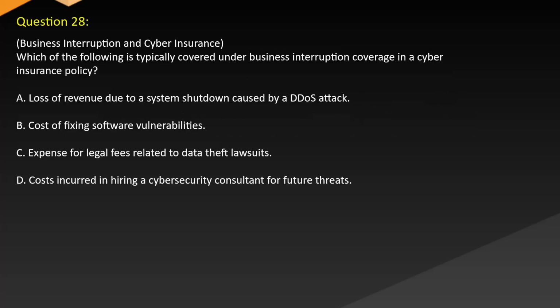Question 20. Business interruption and cyber insurance. Which of the following is typically covered under business interruption coverage in a cyber insurance policy? A. Loss of revenue due to a system shutdown caused by a DDoS attack. B. Cost of fixing software vulnerabilities. C. Expense for legal fees related to data theft lawsuits. D. Costs incurred in hiring a cybersecurity consultant for future threats.